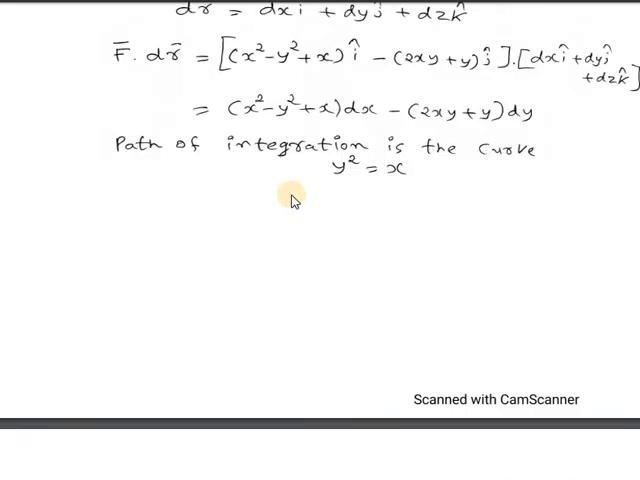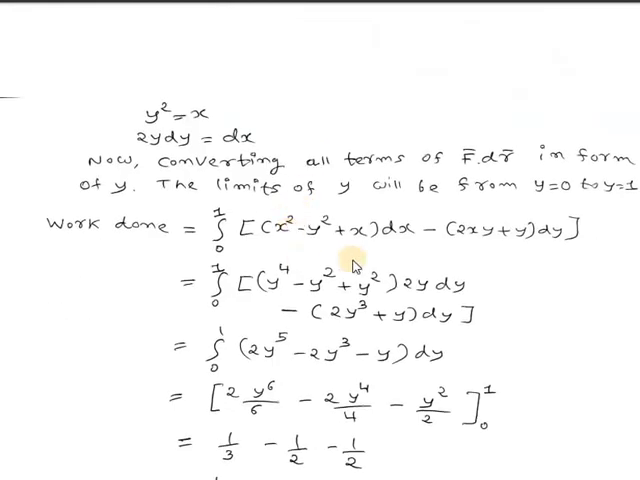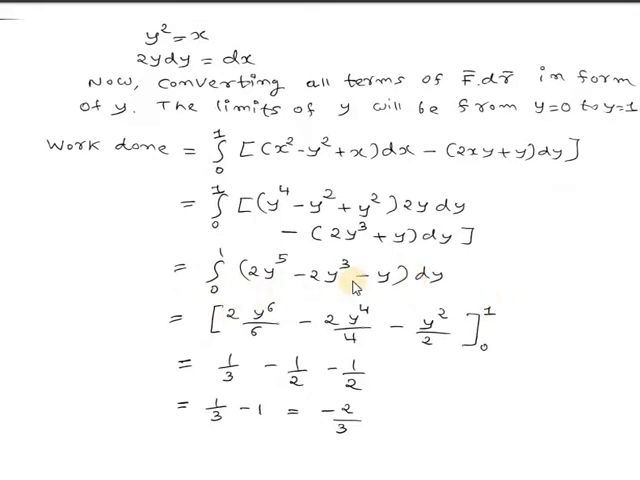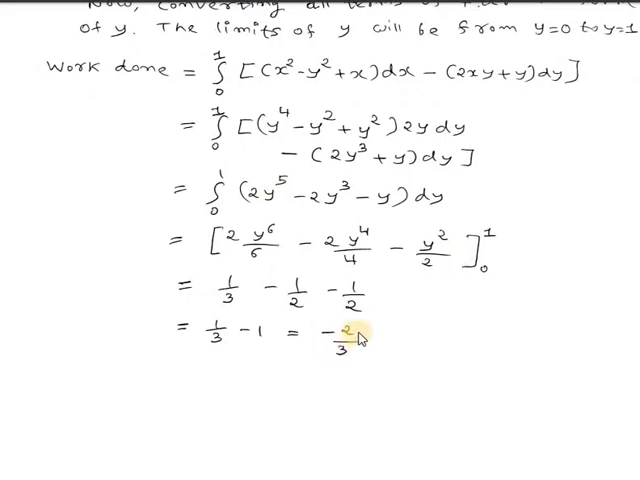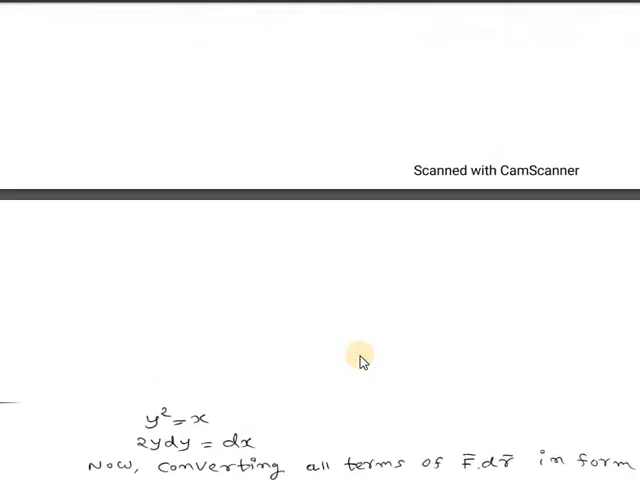The integration of this f dot dr is this, so we will integrate this term. Now simply replace x by y square. So here we will get y raised to 4 minus y square; instead of x we write y square, and instead of dx we write 2y dy. So this becomes 2y cube plus y dy. In short, we have to convert the whole expression in the form of y, though you can also convert in the form of x. Then simply integrating all terms we will get this, and after putting in the limits, the final answer will be minus 2 by 3. So this is our work done.